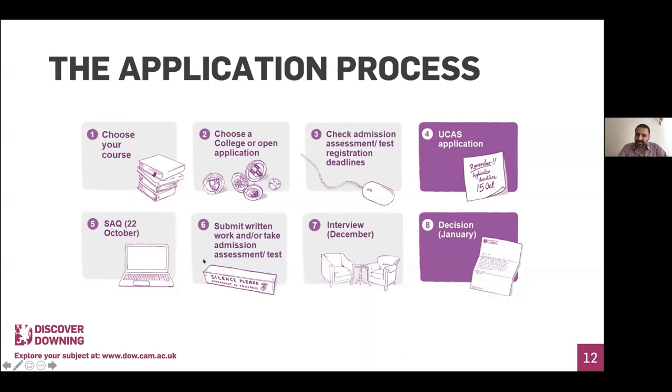Now, point number six is something which is quite valid for history. It's important for history. As part of your application for history, you will be asked to submit some written work. And once your application has been received and reviewed by the college, they will get in touch with you to provide further information about the type of written work they would want and what date they would need this written work submitted by.